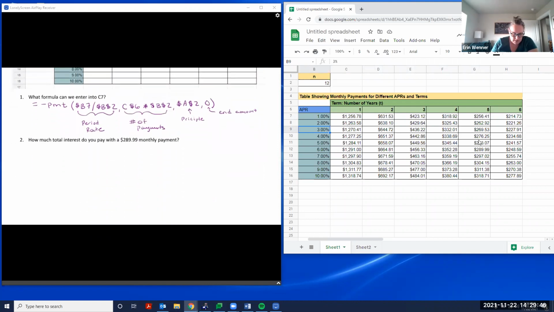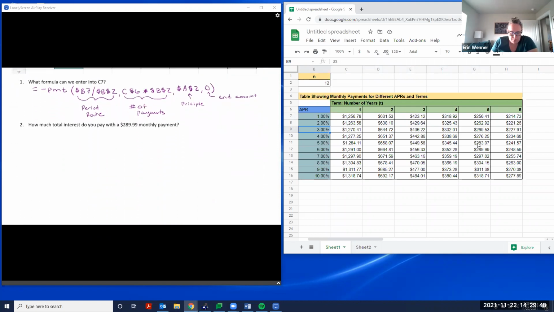So the next question says, how much total interest do you pay with a $289.99 monthly payment? So we have to go in and find that in here. So $289.99 lives right here. This is in the 5-year 6% place.